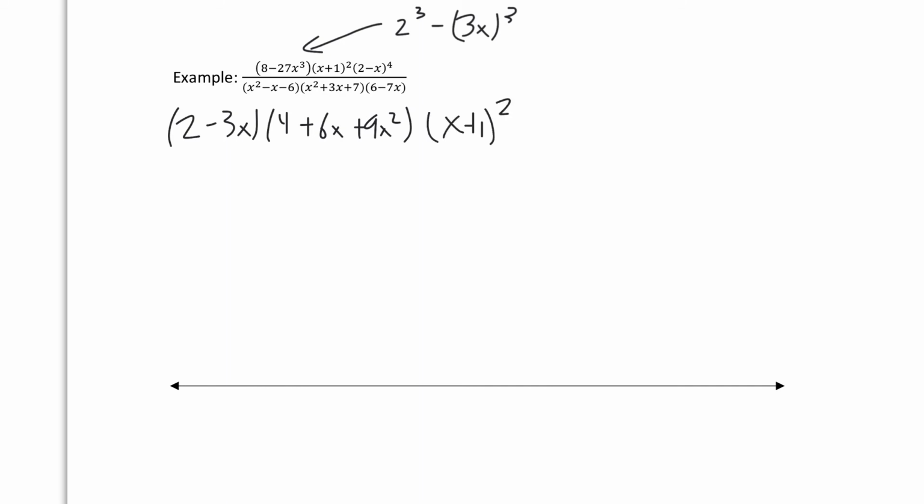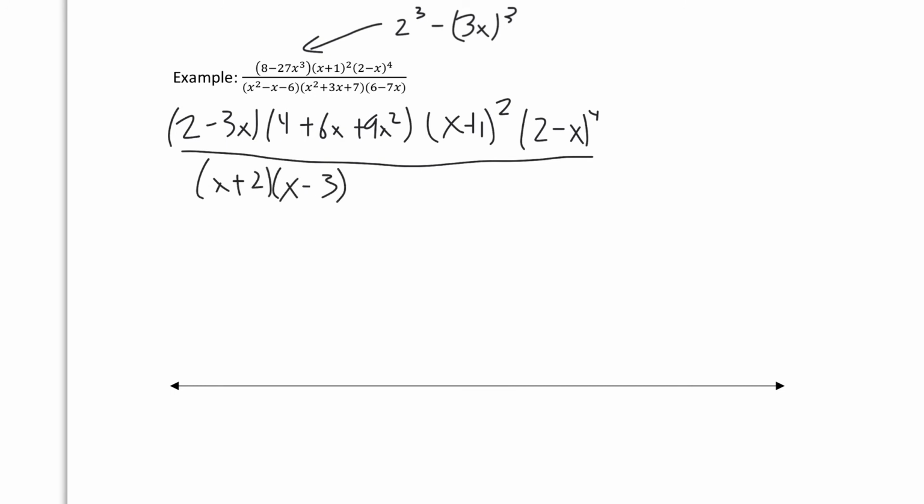Then this is already factored for us. (x plus 1) squared, (2 minus x) to the 4, over, this will be (x plus 2) and (x minus 3). The next part doesn't factor. You can check the discriminant. It is irreducible or not factorable. And then the last part is factored for us.